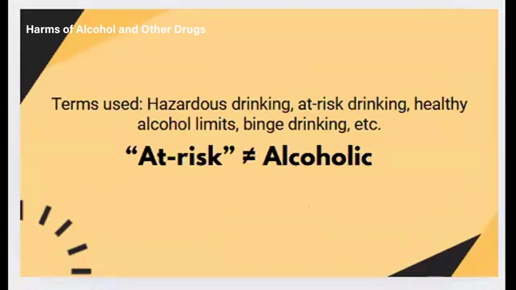The outcomes of screening tools used to assess substance use behaviors are usually described with the following terms: hazardous drinking, at-risk drinking, healthy alcohol limits, binge drinking, low risk, no risk, and more. So there's many terms. However, it's important to note that the commonly used term alcoholic is not synonymous with at risk. Alcoholic is a term related to alcohol dependency and is one that people commonly use, but it's not related to what we're doing here.